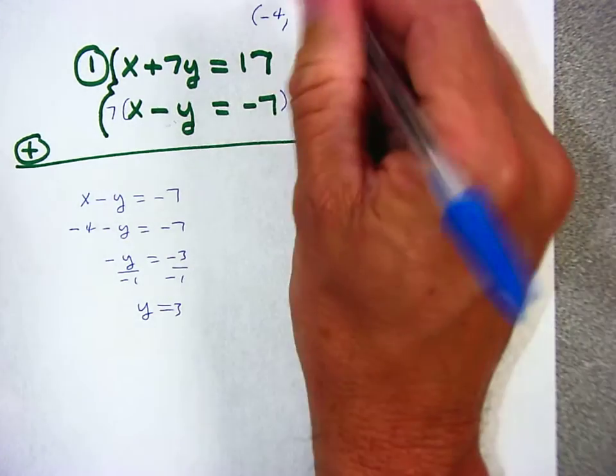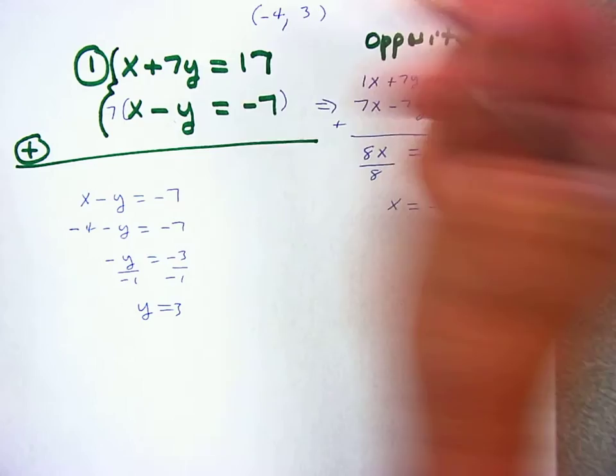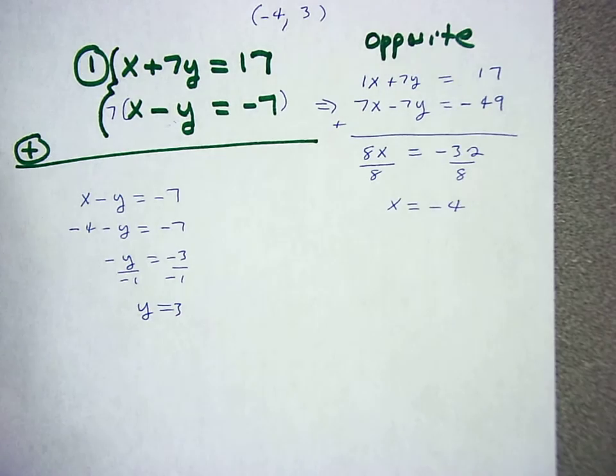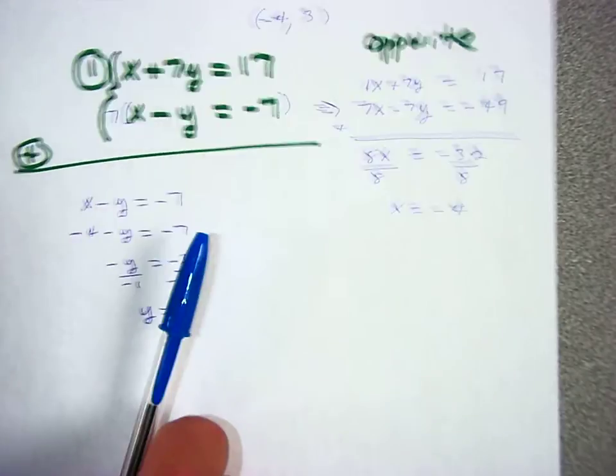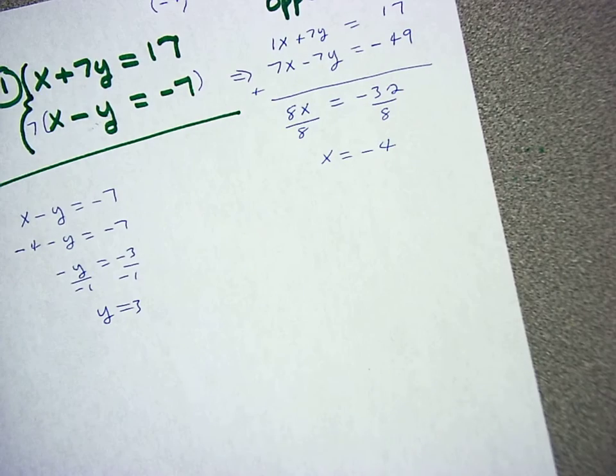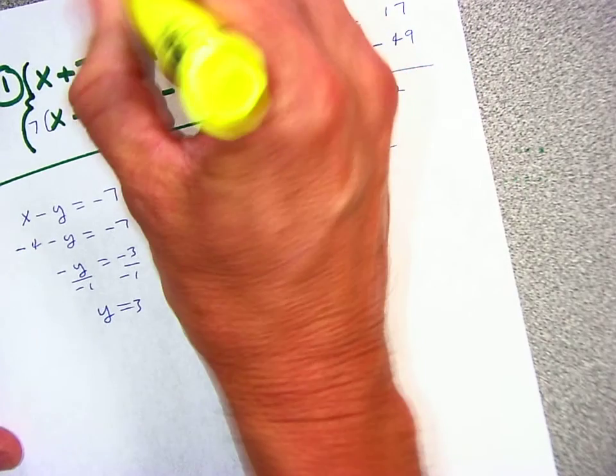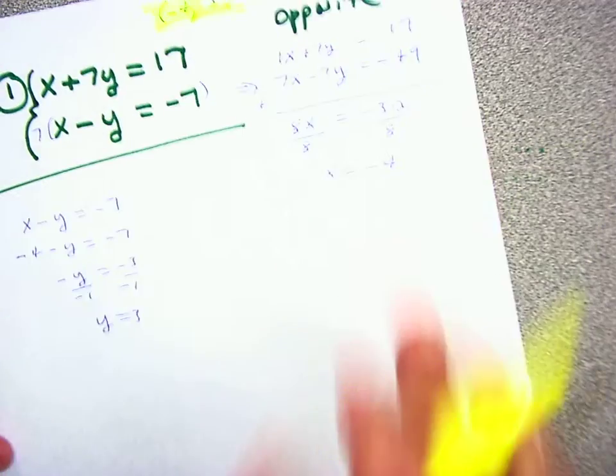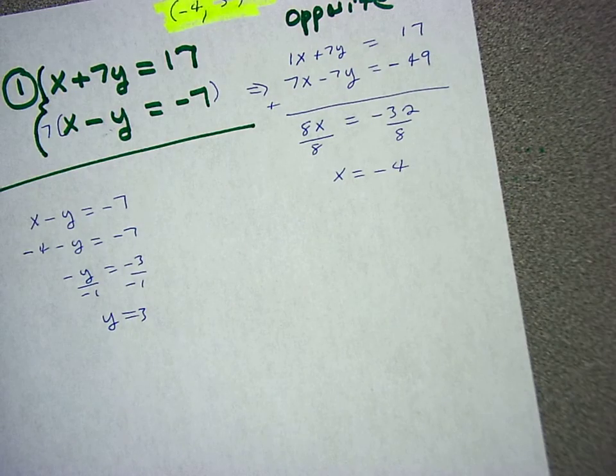So now you have x equals negative 4, y equals 3. If you were to graph these lines, they will hit at negative 4 comma 3, which is one solution. So this is your one solution, negative 4 comma 3. Okay, so let's try another one.